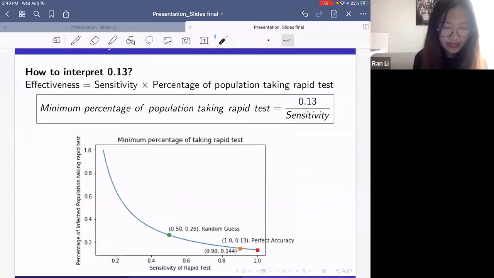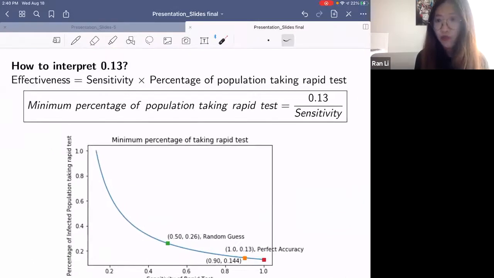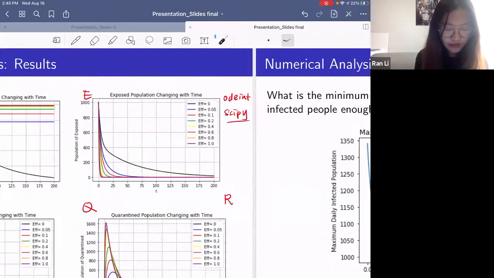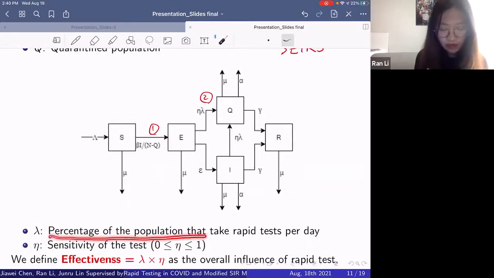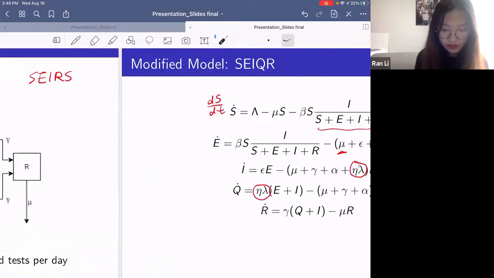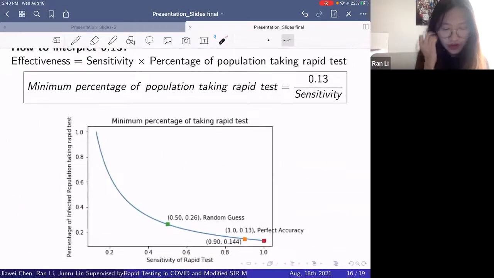Okay, so the next thing is to say how can we interpret the 0.13? Recall that we just defined effectiveness as the product of these two parameters, which is the percentage of population that take rapid tests per day and the sensitivity of the test, right? So this is the definition for effectiveness. If we do some rearrangement, then the minimum percentage of the population taking rapid tests should be equal to 0.13 divided by the sensitivity of the rapid test.